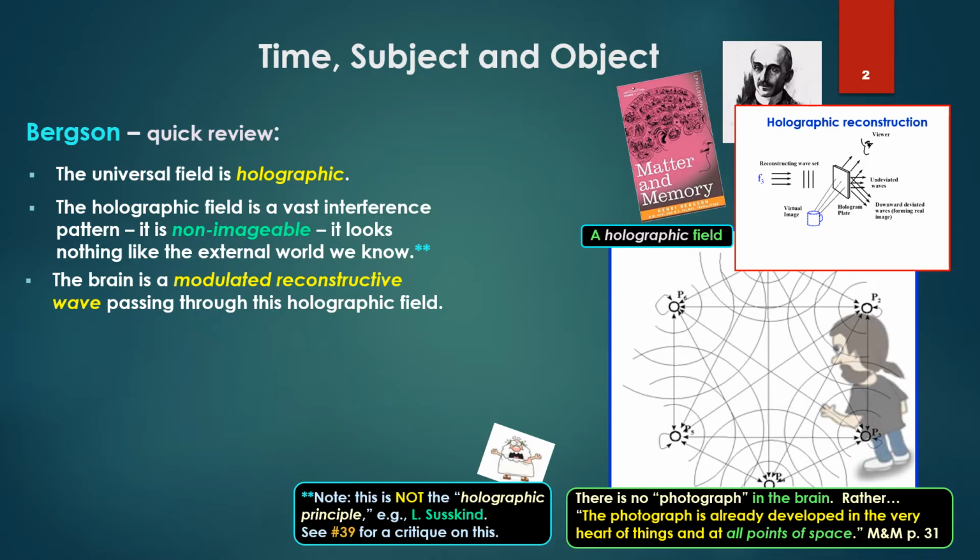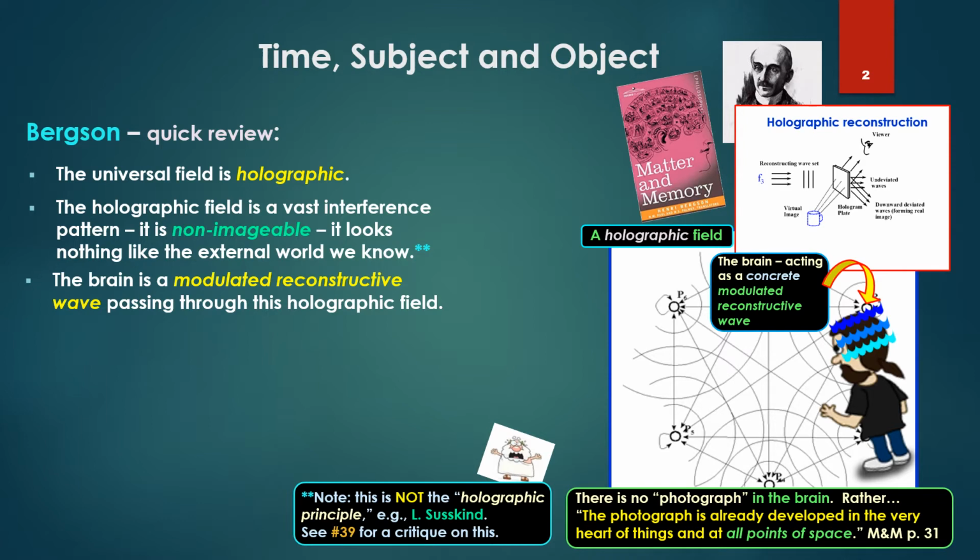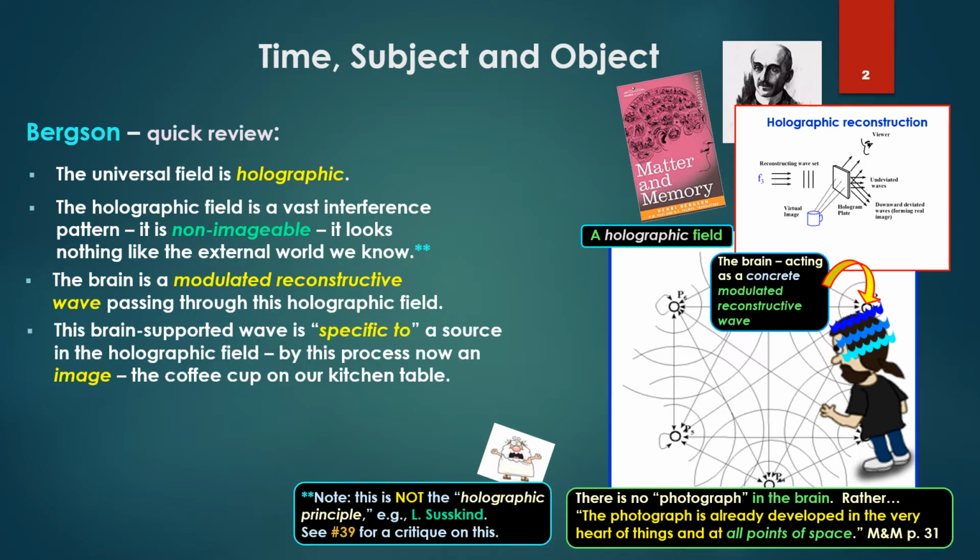So the brain, in this case, is serving as the reconstructive wave passing through the holographic plate, that is the universal field. It's acting as a very concrete modulated reconstructive wave, and it's specific to a source in the holographic field. In this case, now an image by this process, an image of this field, the coffee cup on our kitchen table. Again, remembering that on that holographic plate, the interference pattern looks very little like either the cup, the wine glass, the pyramid ball.